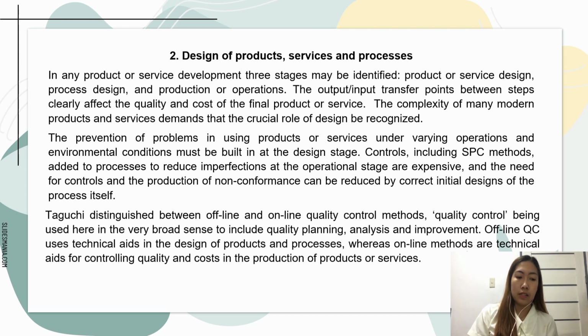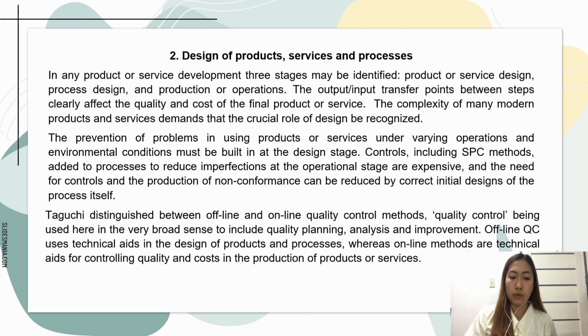So, the second method is design of products, services, and processes. There are three stages in the development of any product or service: product or service design, process design, and production or operation. Each of these overlapping stages contains numerous steps, with the output of one frequently serving as the input to others. The output and input transfer points between steps have a clear impact on the final product or service quality and cost. The complexity of many modern products and services necessitates acknowledging the critical role of design.